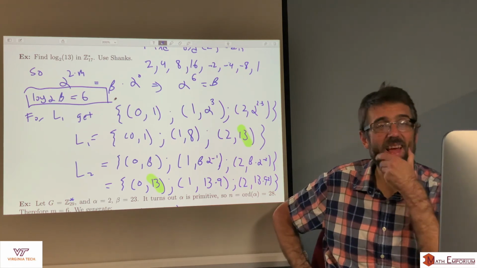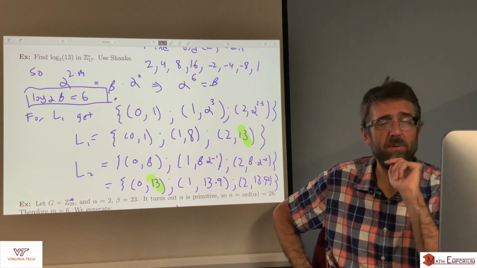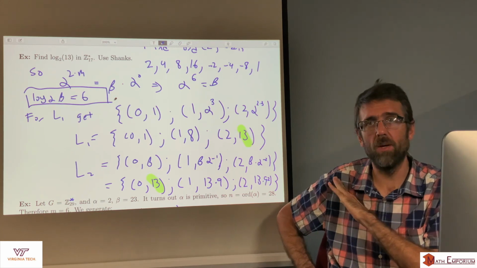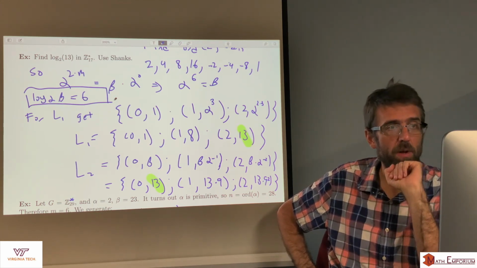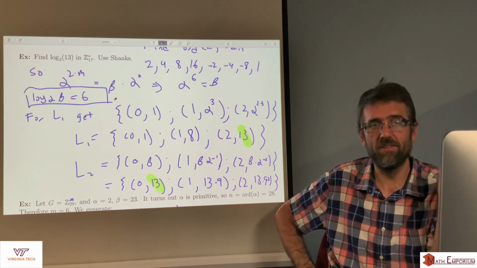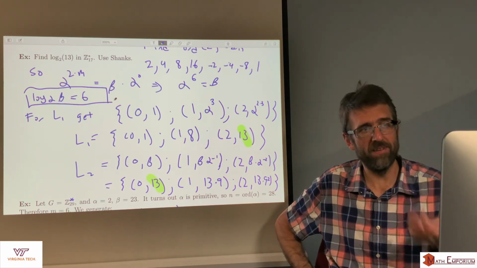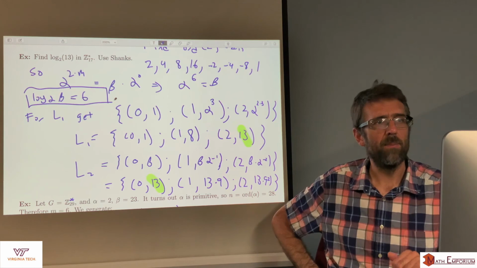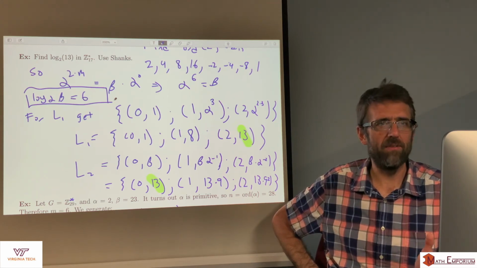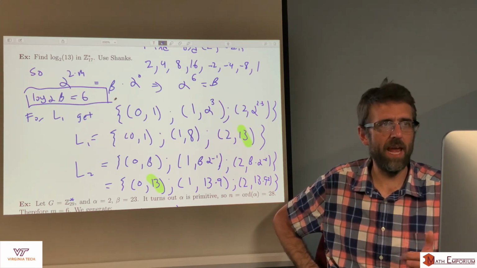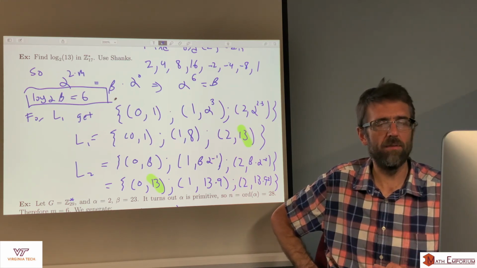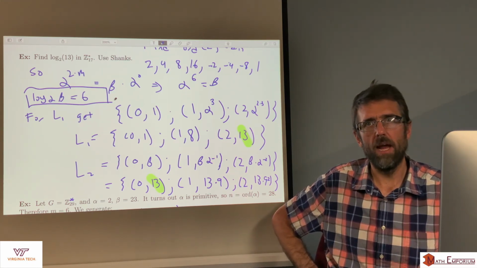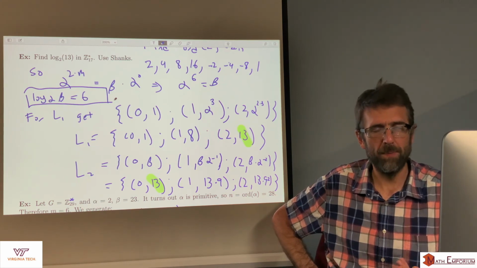Notice that unlike most of the algorithms we've been looking at recently, it's completely deterministic. So it's guaranteed to find the discrete log as long as you have enough time and space to run it. The problem is it's not very efficient, right? Because what do you have to do to run Shanks? Well, you need to generate these lists, which are on the order of square root of m, where m is the order of the element in the group.